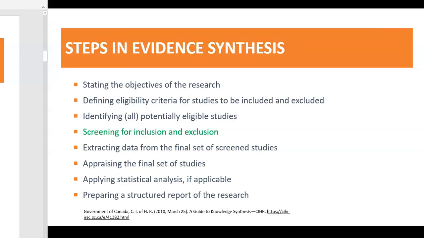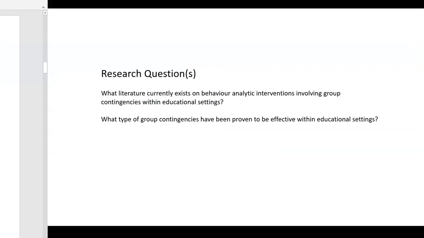Then extracting data from the final set of screened studies. How we do that may pertain to what we think we found from the body of research. Appraising the final set of studies. That's a topic that you may be able to do. It's a table that helps contextualize what we found and what's important about it and why we decided to include those citations. A statistical analysis, it probably won't be done, but if applicable, and preparing a structured report of research or a manuscript for publication. So here's our research questions.